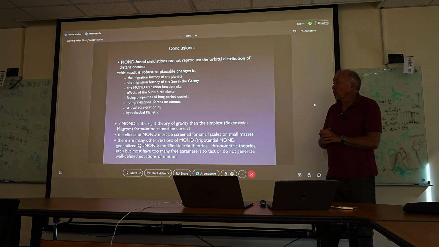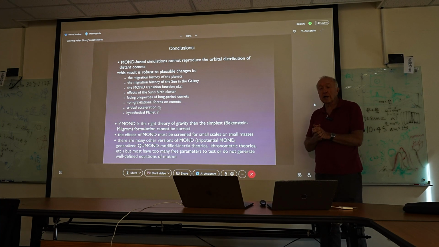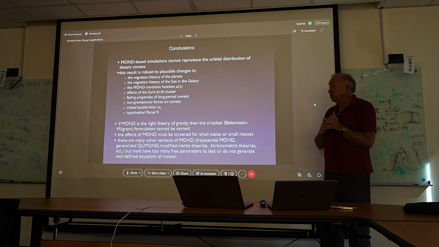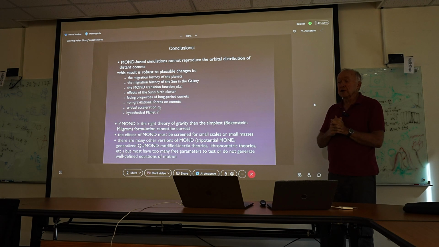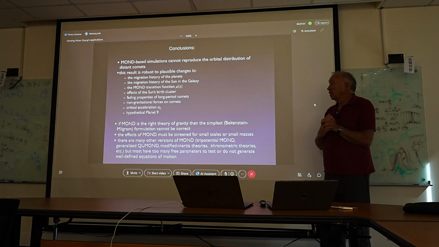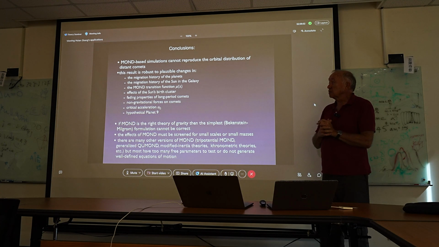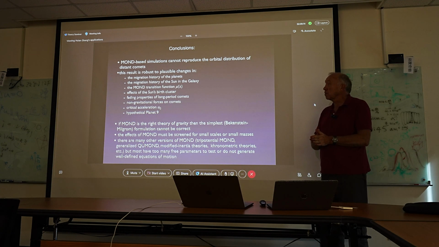But we're ready and waiting if somebody can provide us with another theory of MOND and tell us that if this theory of MOND doesn't work for the comets, they'll stop believing in MOND, then we're happy to do the simulations over again. But so far, nobody has done that. So at least in the simple form, I think the comets provide persuasive evidence that this particular theory of modified gravity can't replace dark matter.